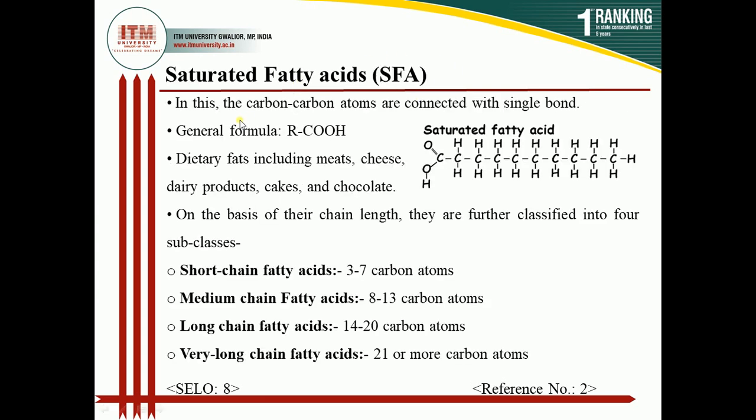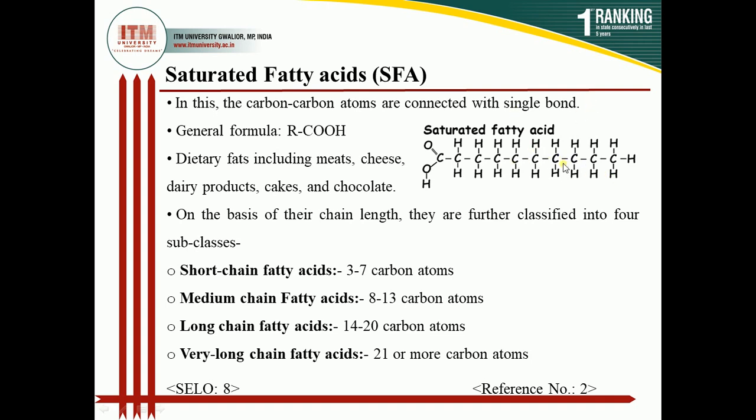In the saturated fatty acid, as we can see here in the diagram, the general formula is R-COOH. It means it is a carboxylic acid, a carboxyl group, on which R means the number of carbon atoms. So here in the saturated fatty acid, this is the carboxyl group on which the R is attached, meaning the number of carbon atoms. What happens in the saturated fatty acid? All the carbon atoms are linked together with a single bond.